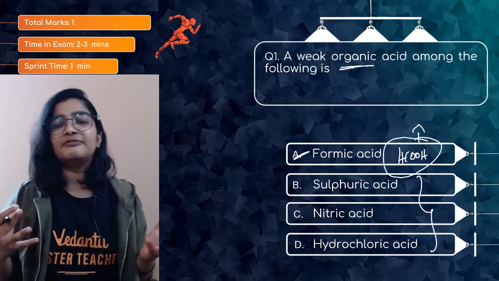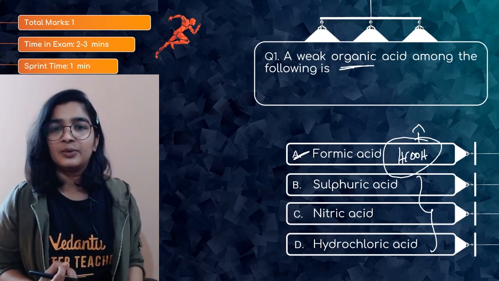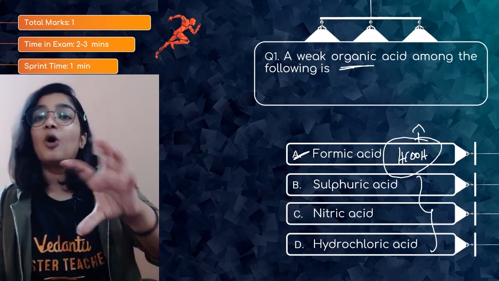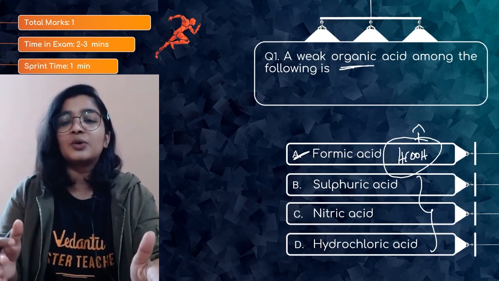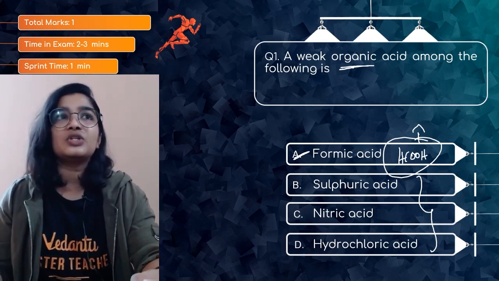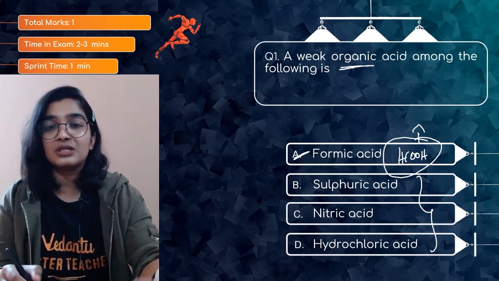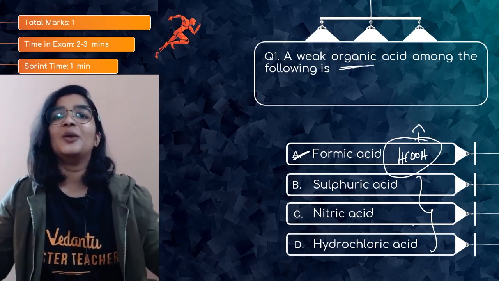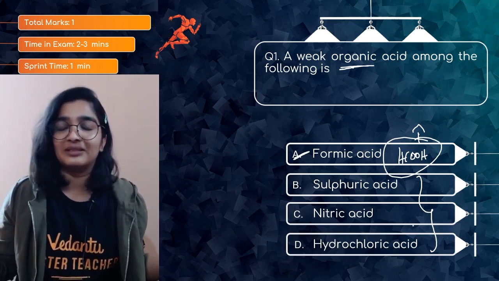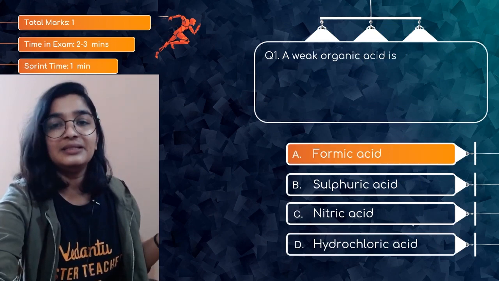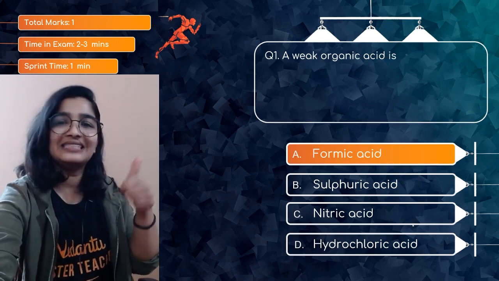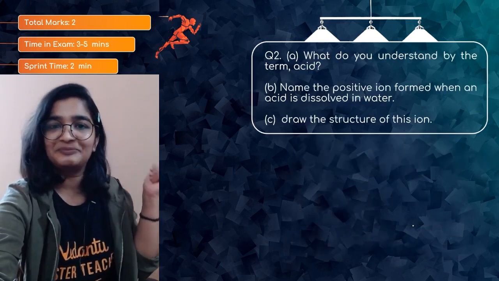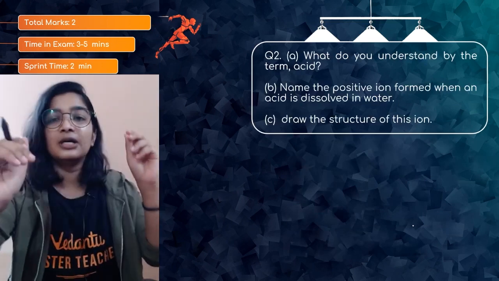This is a very easy question. How do you define a weak acid? It undergoes partial ionization. We all know sulfuric, nitric and hydrochloric are the most well-known strong acids. So option A will be the right answer. You also got it right? Good. So question number 2.